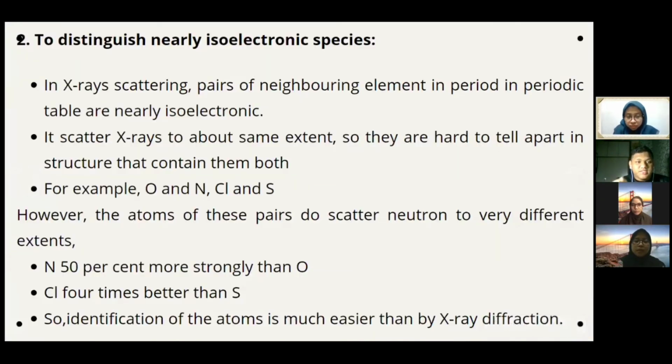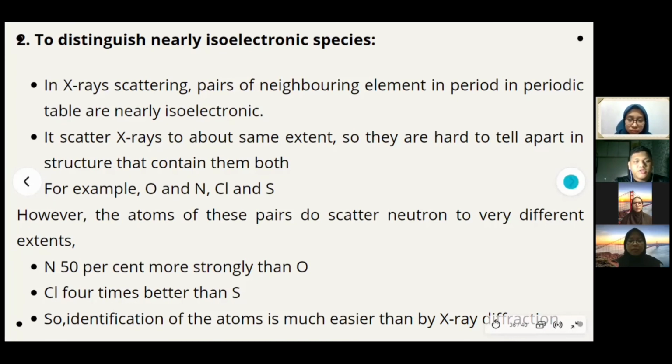Next, the advantage is to distinguish nearly isoelectronic species. In the periodic table, there are pairs of neighboring elements, like oxygen and nitrogen, chlorine and sulfur. These neighboring elements are nearly isoelectronic, so they scatter X-rays to about the same extent. They are hard to tell apart in structures that contain them both, so it's hard to identify the atoms if we don't use neutron diffraction.